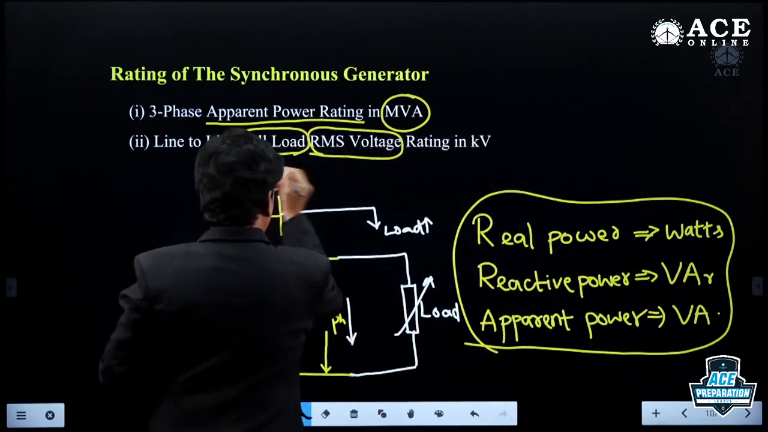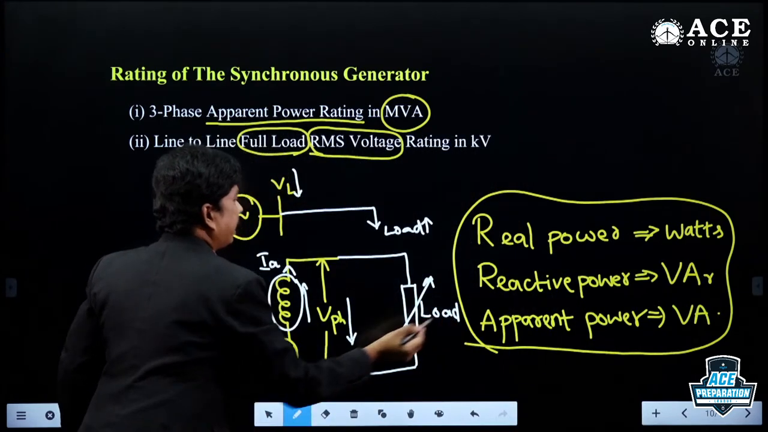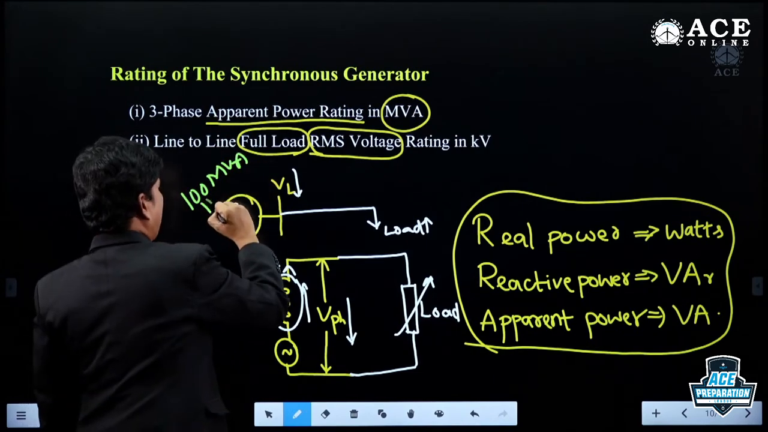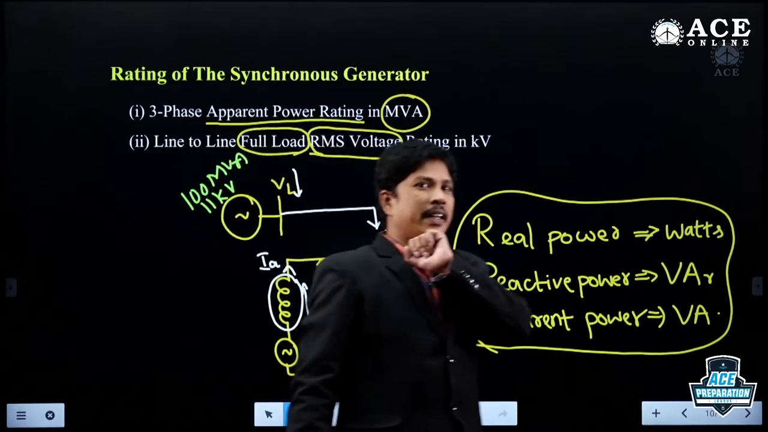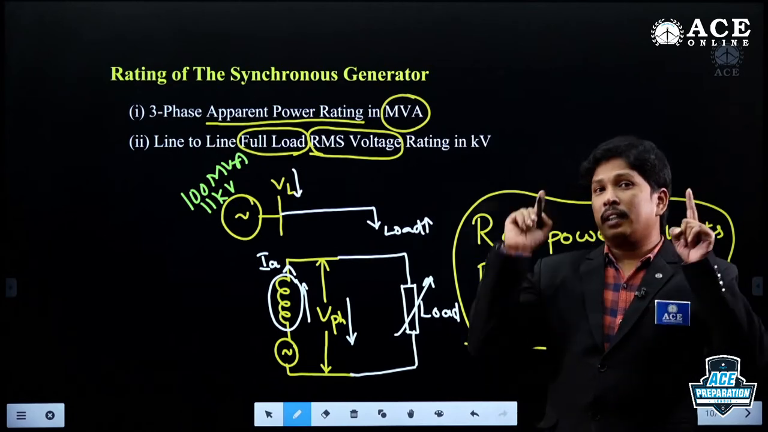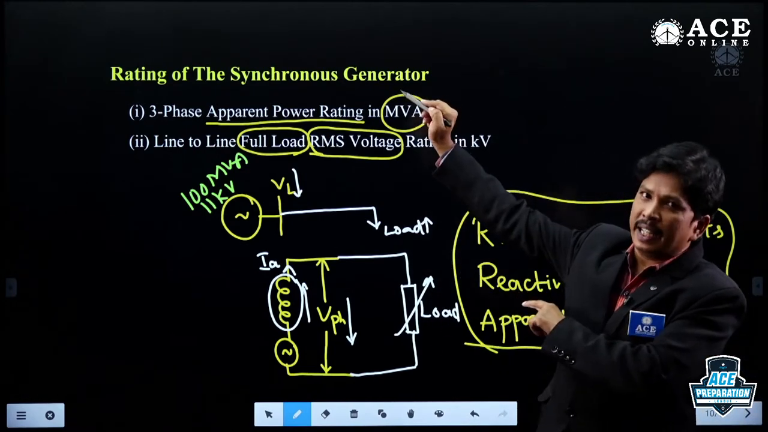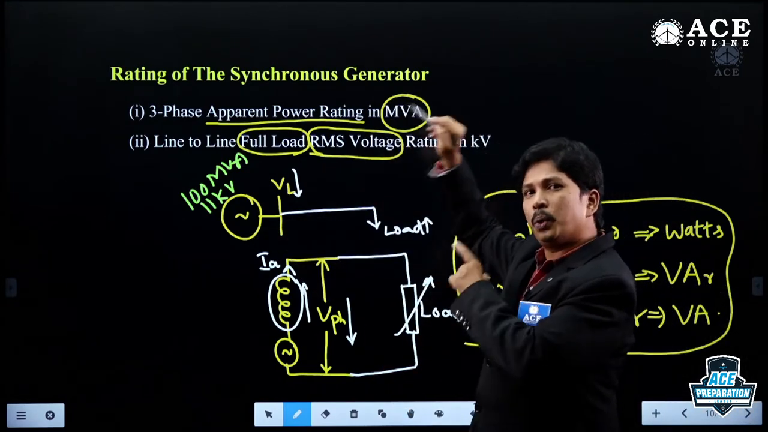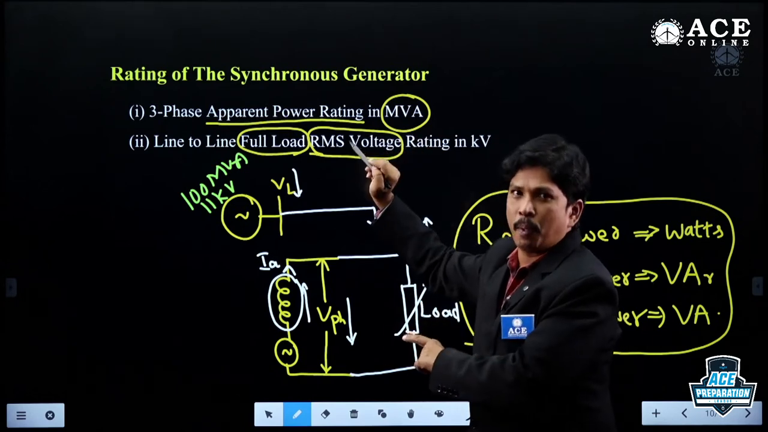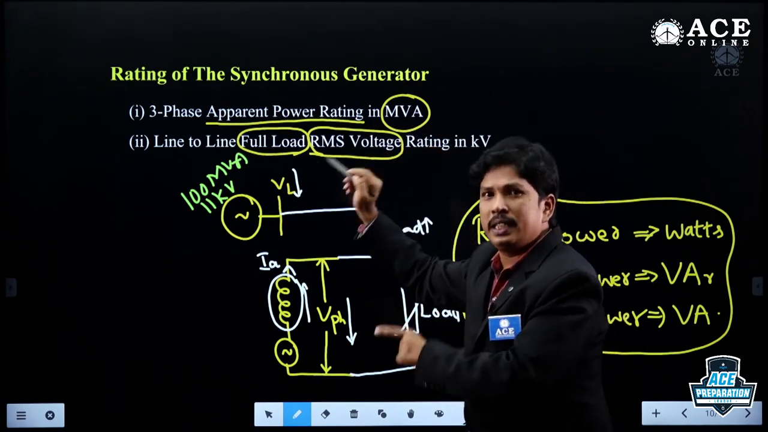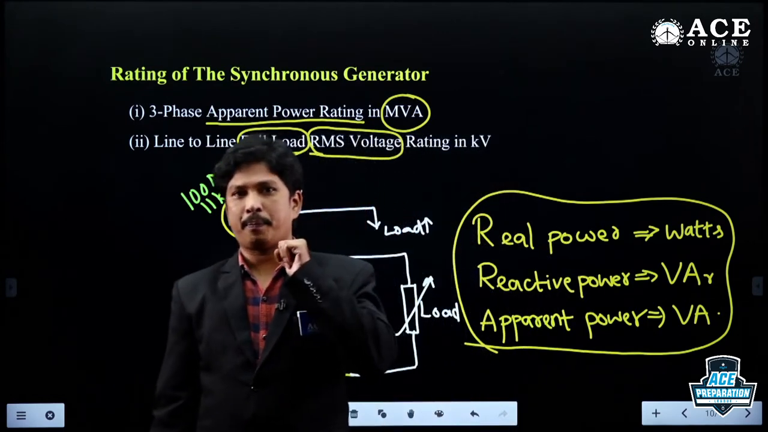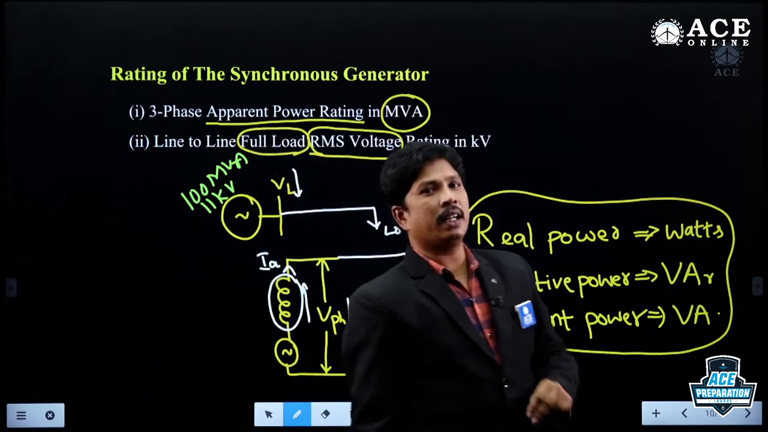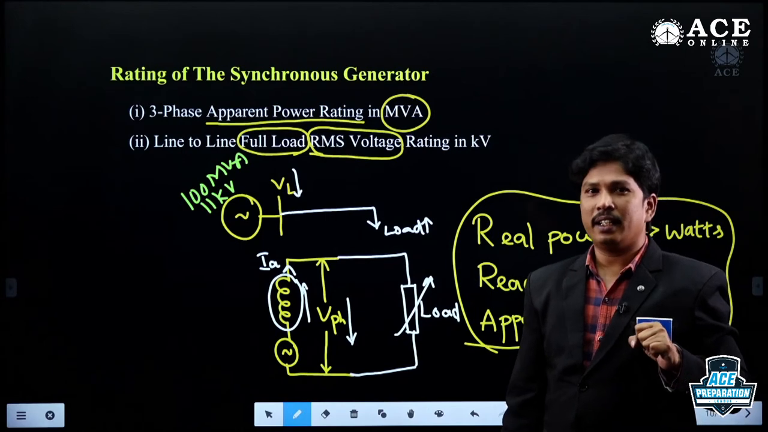Suppose this generator is rated for 100 MVA, 11 kilovolts. What is the meaning of that? That 100 MVA is the three-phase apparent power rating, and that 11 kilovolts is the line-to-line full load RMS voltage rating. We should remember what they have given for a generator: two ratings, voltage rating and MVA rating.